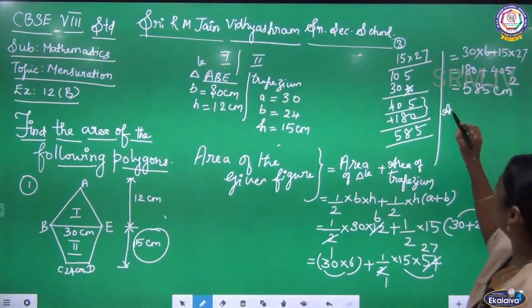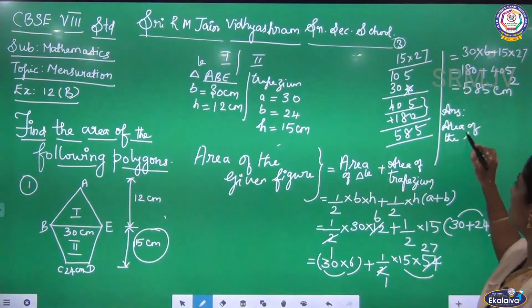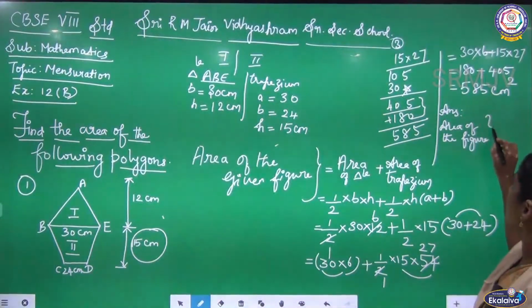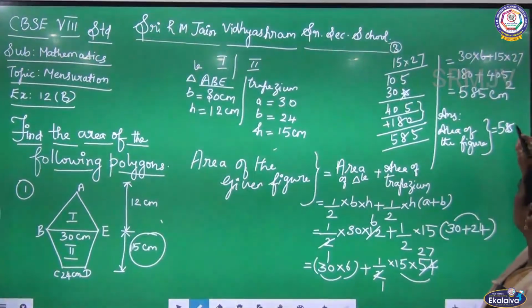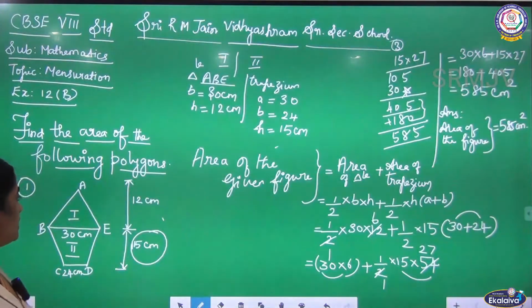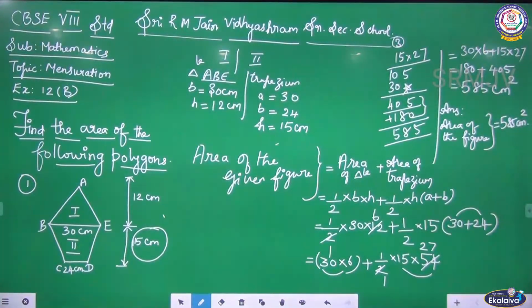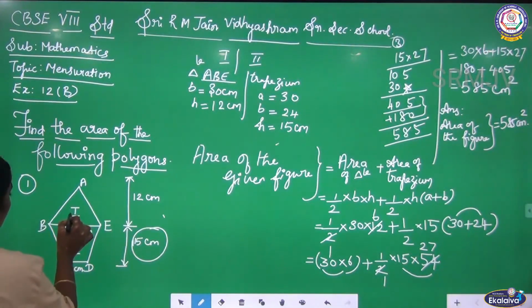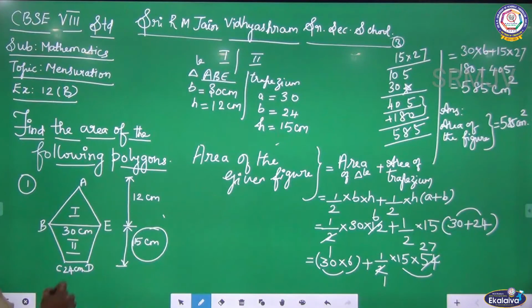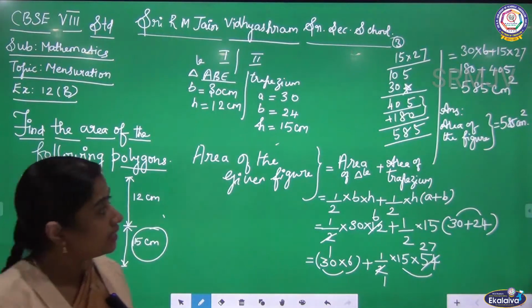Now finally I am going to write the answer. Area of the figure is equal to 585 centimeters square. Any doubt in this? Just what is given as the polygon, I am splitting the polygon into two, which is 1 and 2. Now I can substitute here the area of a triangle formula and here the area of a trapezium formula. After substituting and cancelling, we get the final area from this.